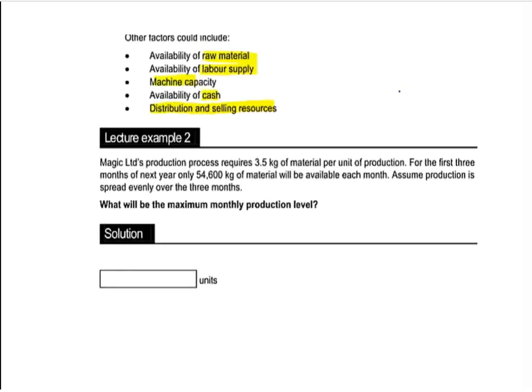In lecture example 2 then, we're thinking about a limiting resource here. So for the first 3 months of the year, only 54,600 kilograms of material are available. And we need to think about how many units we can produce per month. So we've got 54,600 and each unit uses 3.5 kilograms of material. So the maximum we can produce is 15,600 units per month.